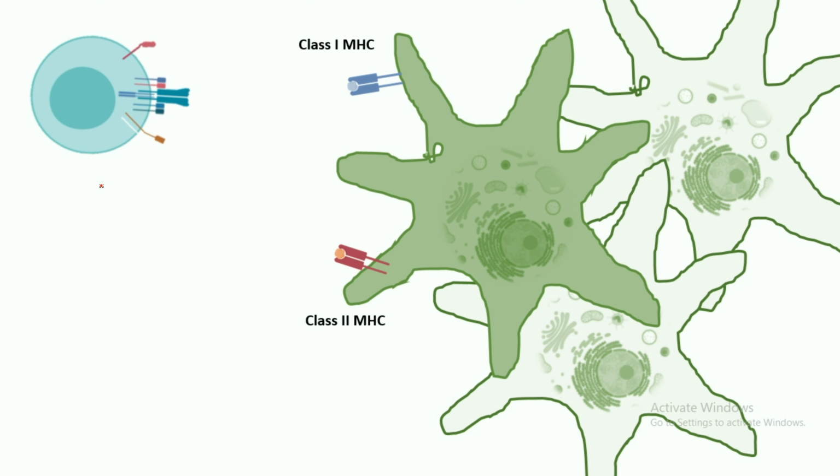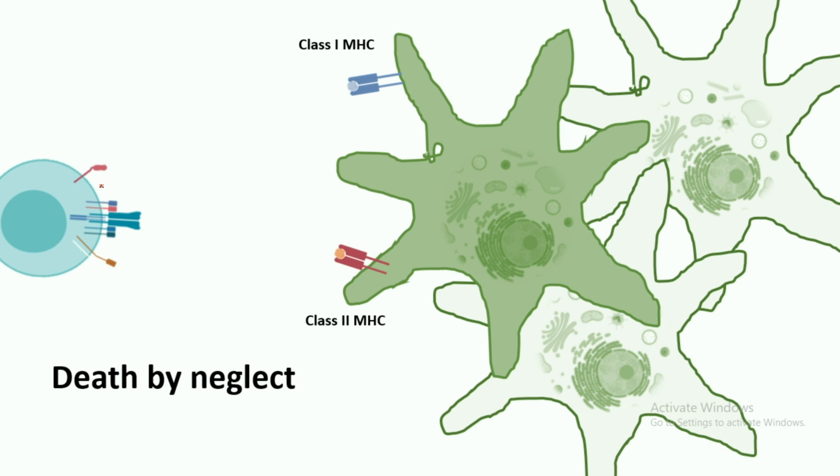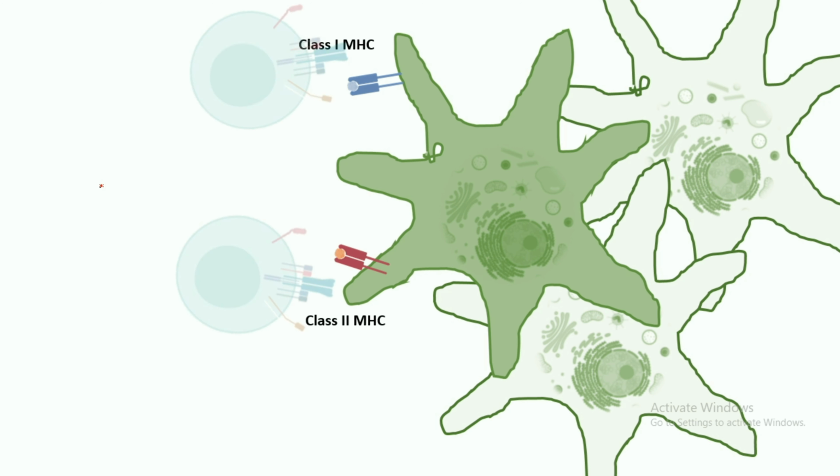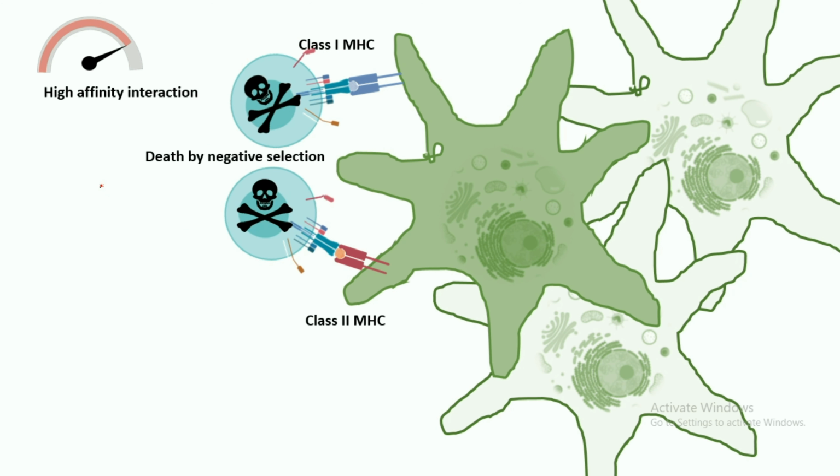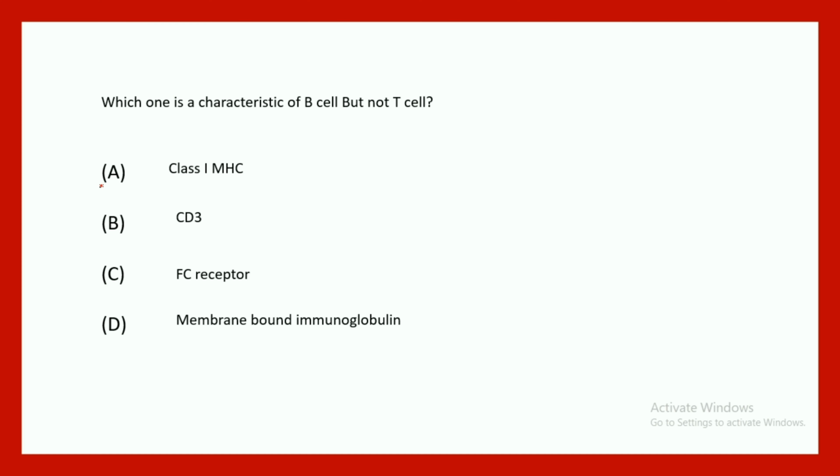If it recognizes nothing, then it would die due to neglect. But if it recognizes both of that, then there is a problem, and there would be negative selection, which would kill both of these cells which recognize class 1 MHC and class 2 MHC.